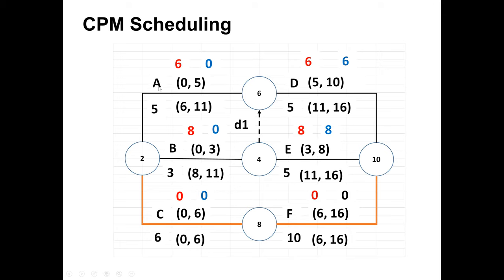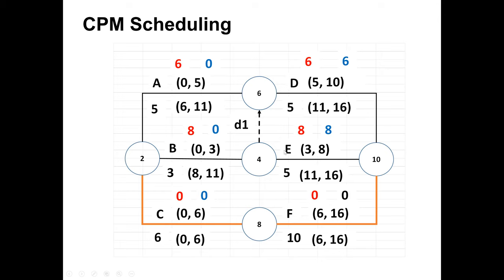Now activity D is after A and B. Duration for activity D is 5 days. Because of these two activities, we have to insert a dummy so that their starting and finish time should not be at the same point. So we inserted a dummy here for D. D is 5 days. And E is after B.